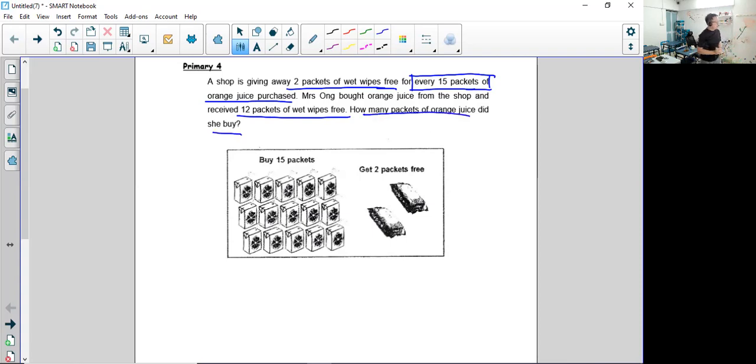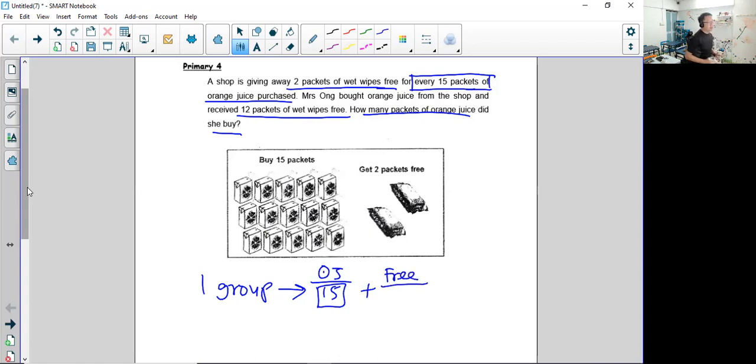We don't want to draw pictures, so we are going to do something a little different. We are going to make one group. This is the process of using the method. You make one group and you have to label. So what do we label? We label packets of orange juice. How many packets of orange juice are there in one group? 15. And how many free wet wipes? There will be 2 packets of free wet wipes. Let me just put down the word free. So you have to label.